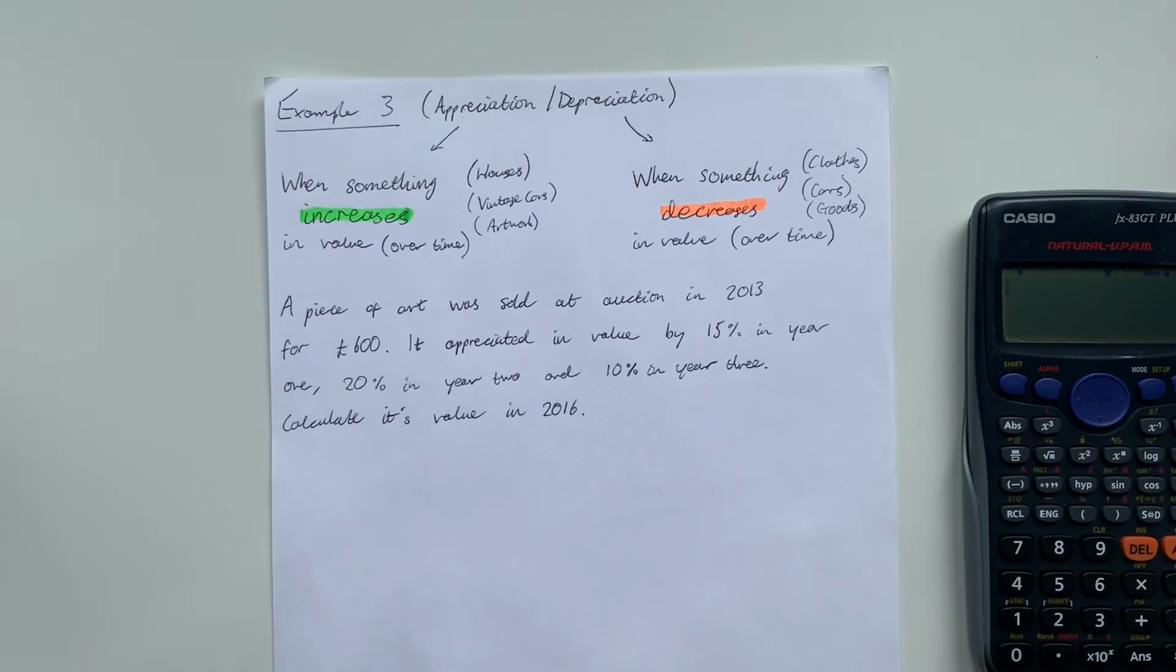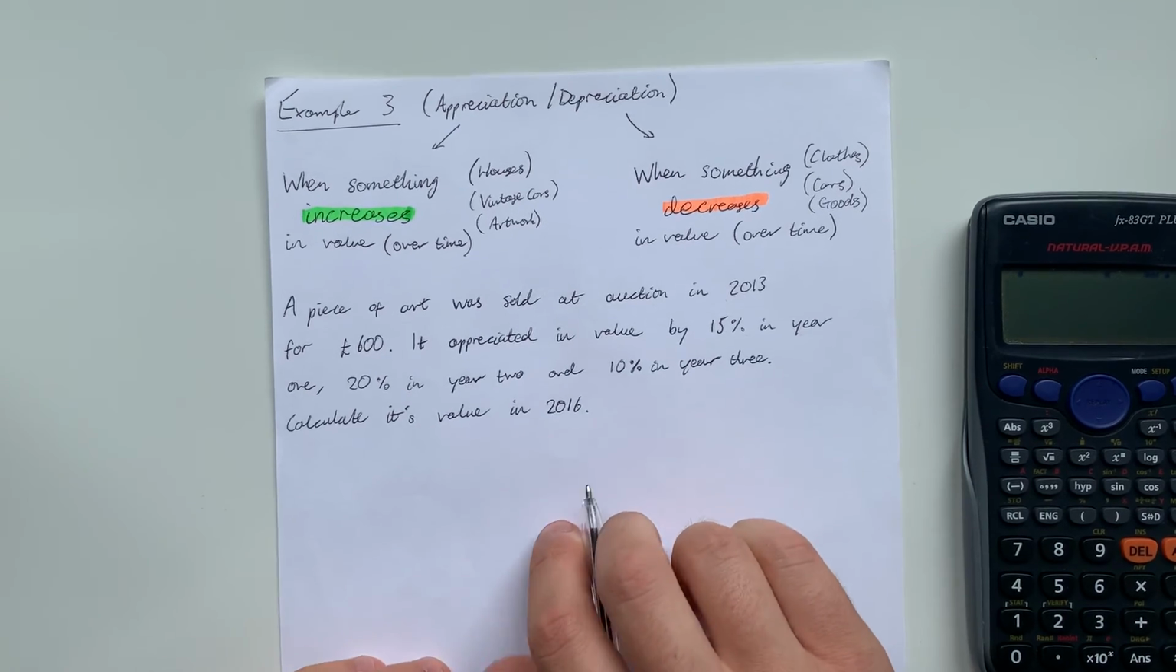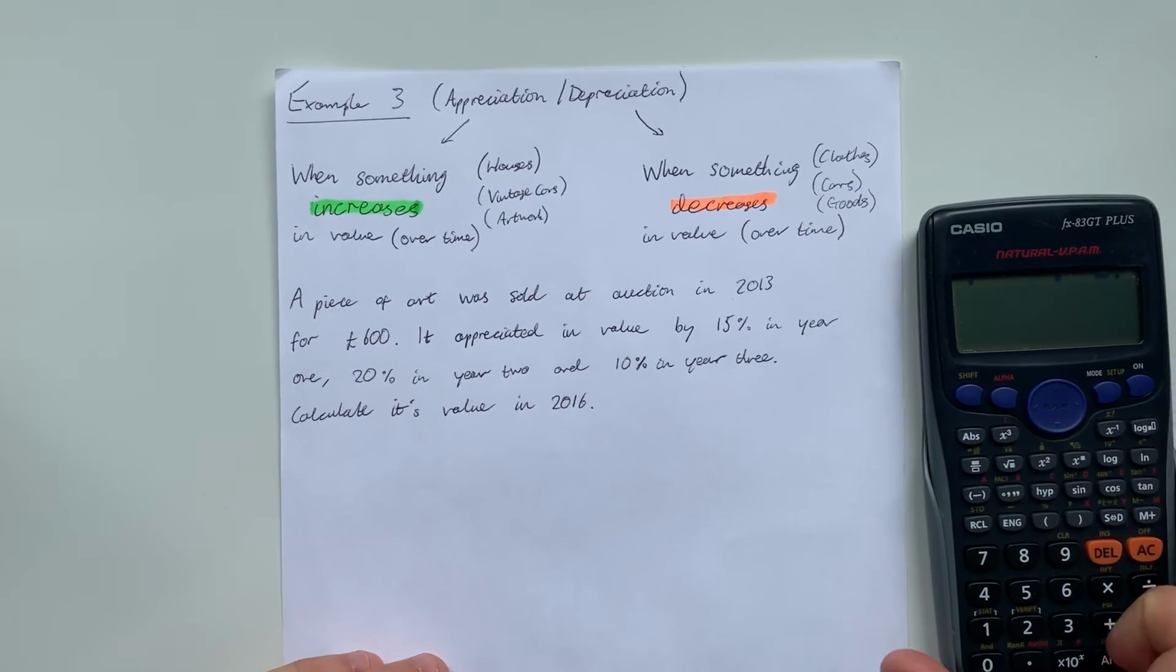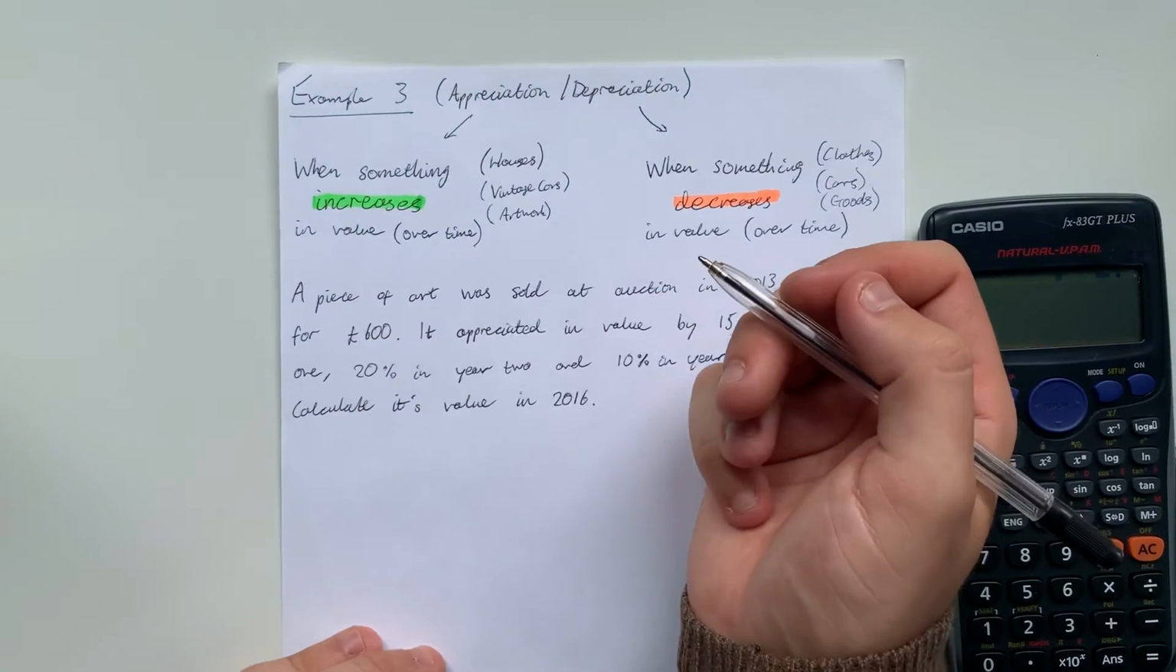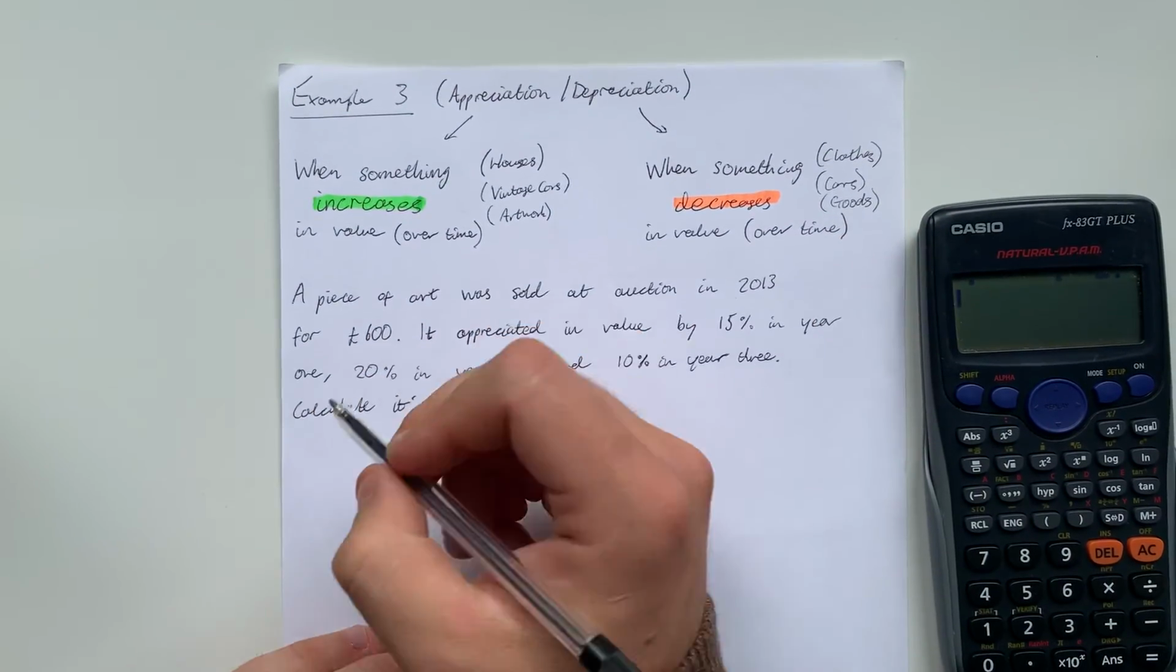Now, we will see in the next video, video 3 of the percentages series, that there is an easier and quicker way to do this sometimes, but we're going to do this the long, laborious, the heavy lifting way just to establish that we understand what is meant by these terms. So what is the heavy lifting way? Well, we're going to do it year by year.